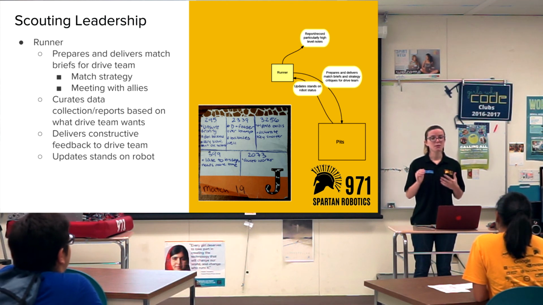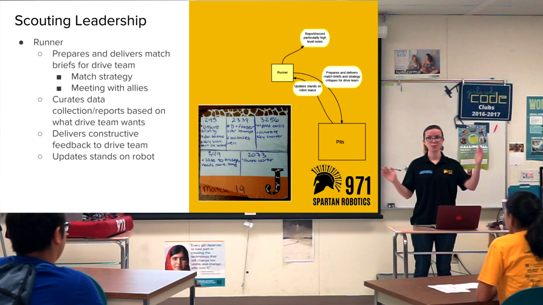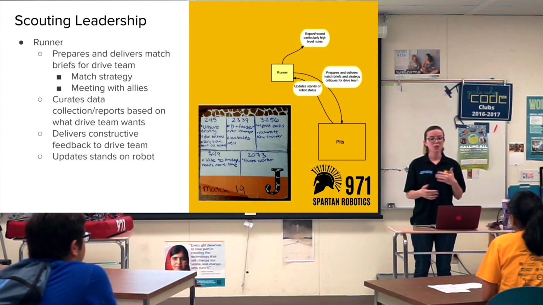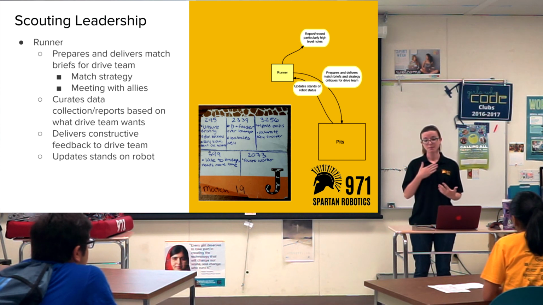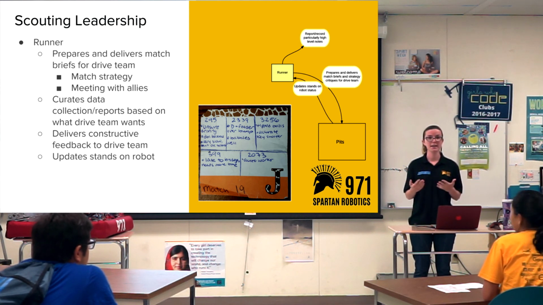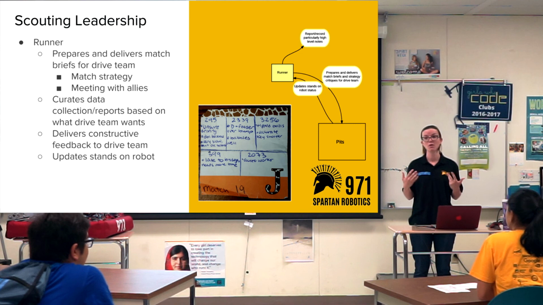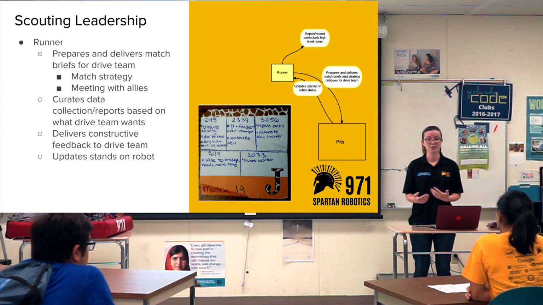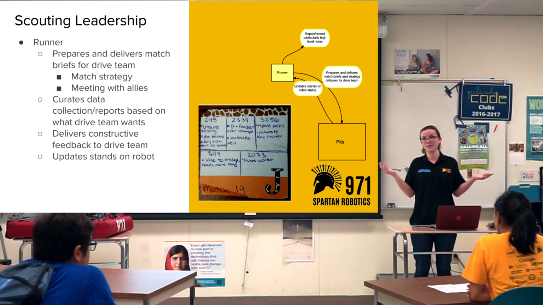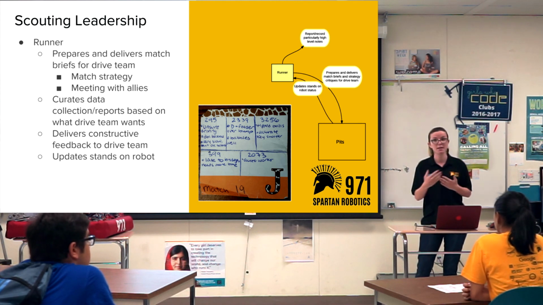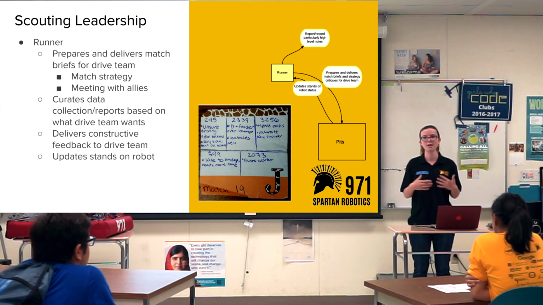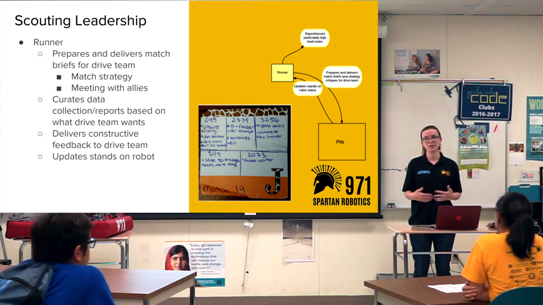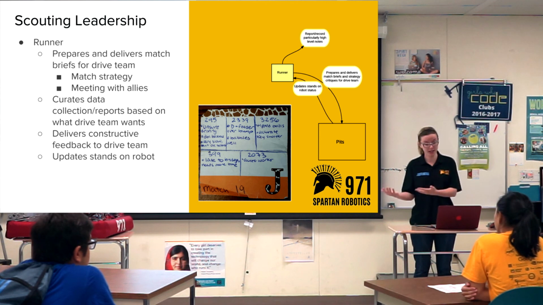Basically the runner is really working on the pit to stand communication. So they are curating the data collection and reports based on what the drive team wants, because as the event goes on, you'll find maybe the drive team's like, oh, we really need to know where our allies start during autonomous. That's super important. We might not have been collecting that data because maybe we didn't know that they needed that. So then we'll go and say, hey, scouts, we need you to now collect this. And they'll report back to the drive team, and it's this whole cycle of making sure that everyone is getting their information needs met for strategic gain.